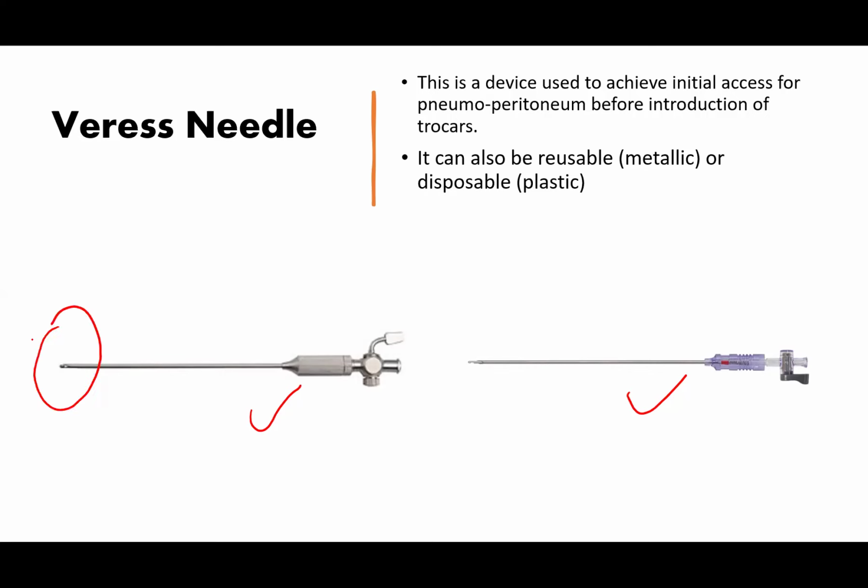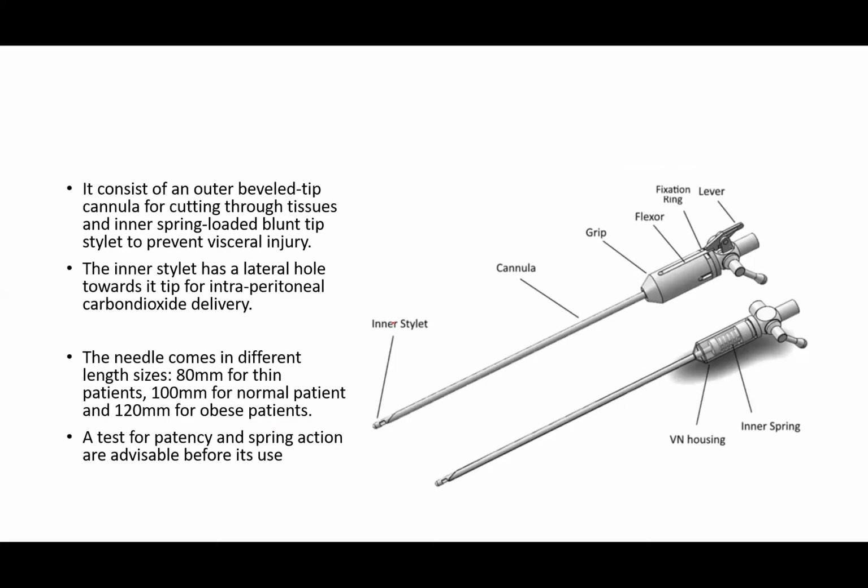This part is the part that is introduced into the peritoneal cavity, and this is the part that the insufflator tube is connected to, and it delivers carbon dioxide into the peritoneal cavity. As you can see, there's a knob here that will let in carbon dioxide or lock to prevent inflow of carbon dioxide. Now, it consists of an outer beveled tip cannula for cutting through tissues. If you look at the Veress needle, it has an outer sheath, or the outer beveled cannula that is sharp, just like your normal cannula, that cuts through the tissue, and an inner spring-loaded blunt-tip stylet to prevent visceral injury.